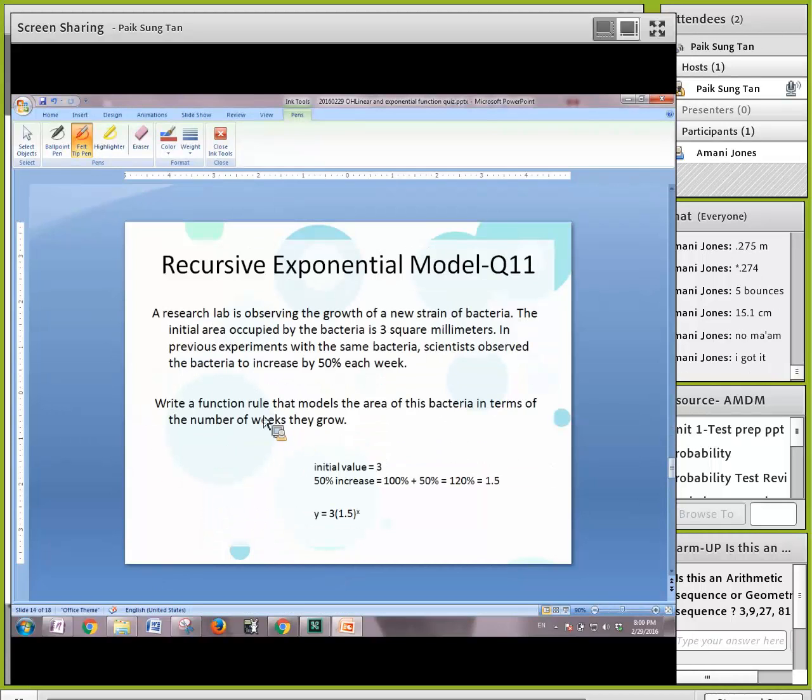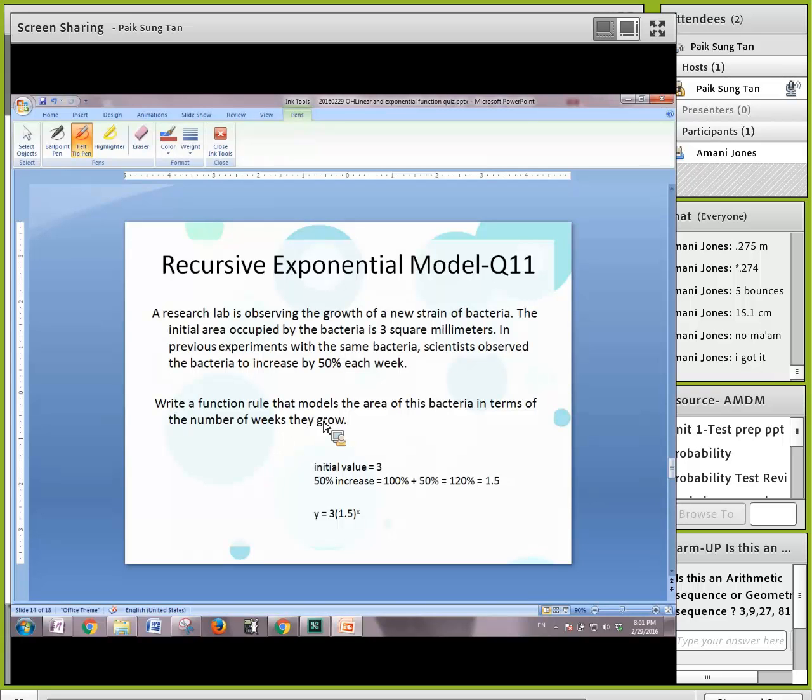This is writing another function rule. Again, this is an exponential model. You know it. It's exponential when it tells you it grows by a rate instead of by how much. The percentage, usually those are exponential equations. The question is not going to tell you this is an exponential question. You identify it by looking at the rate. Also, because it's multiple choice, you can look at the choices of answers to give you a hint.